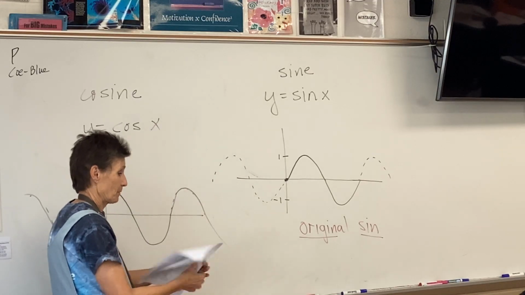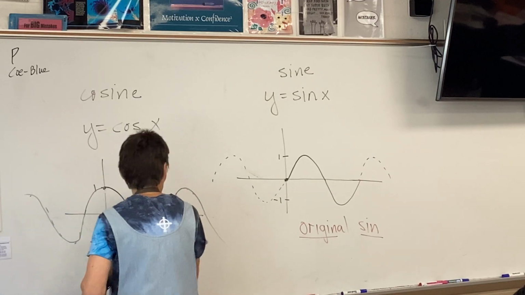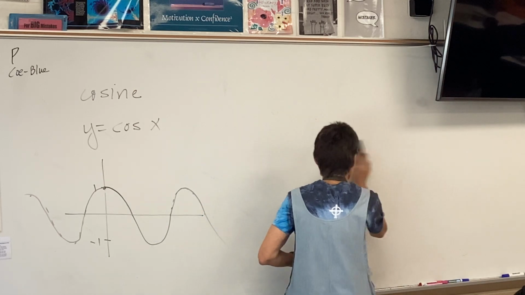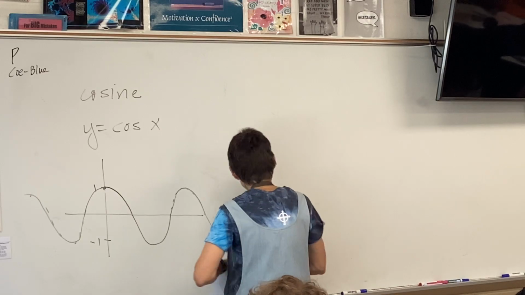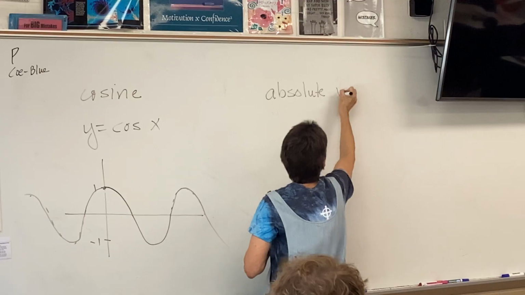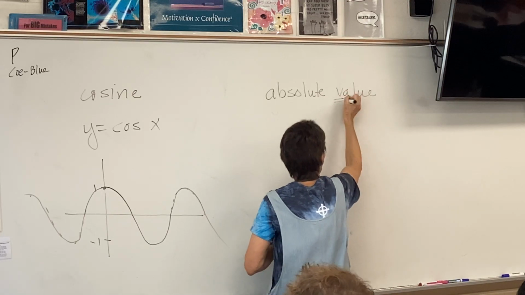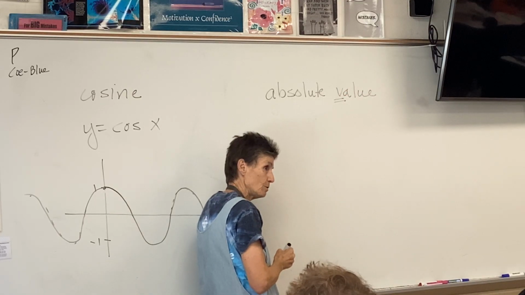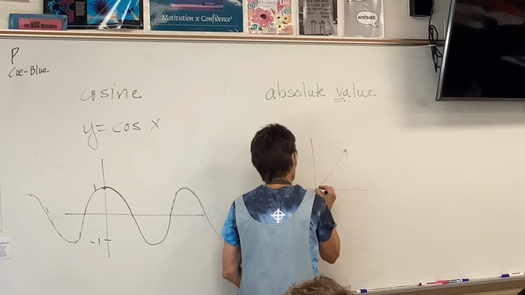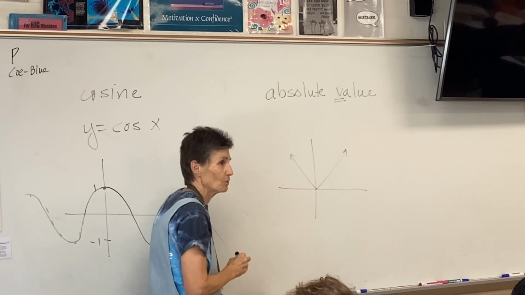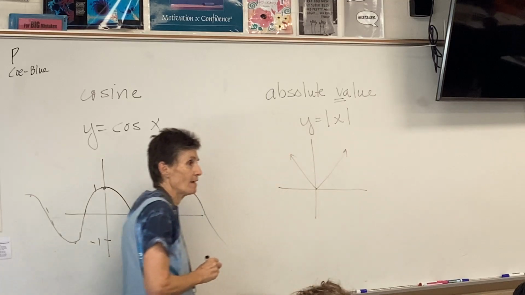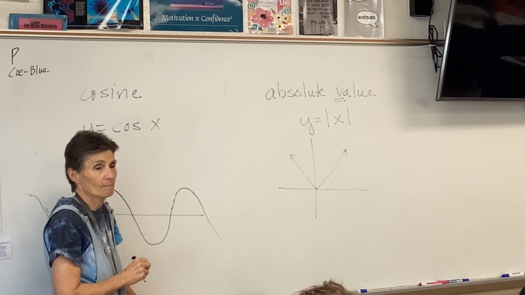All right, 3 more to go. Anybody remember what an absolute value looks like? You studied these last year. Don't tell me you didn't. I know you did. What do they look like? Let me give you a hint. See that letter right there? Absolute value. They look like a V. That is your absolute value function. And your equation is y equals the absolute value of x.